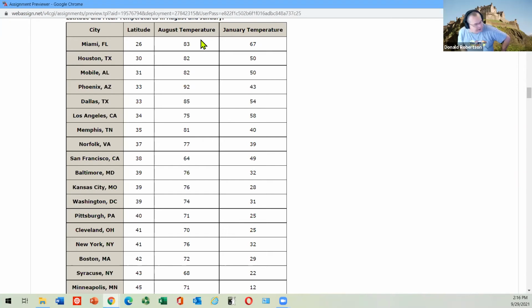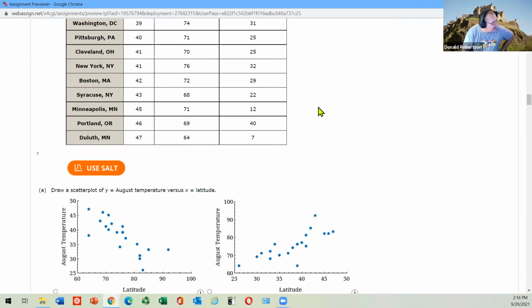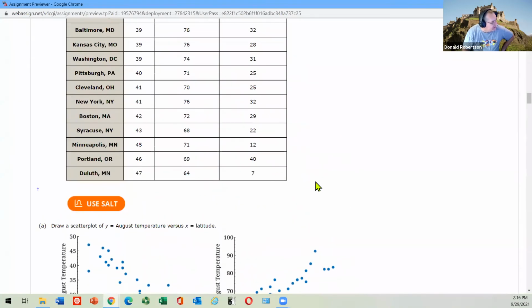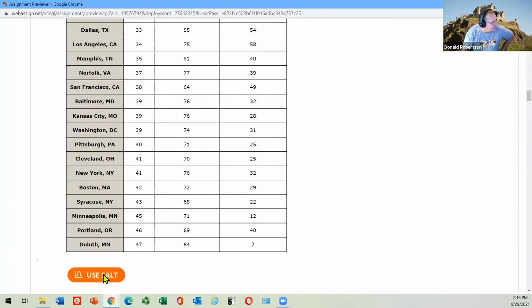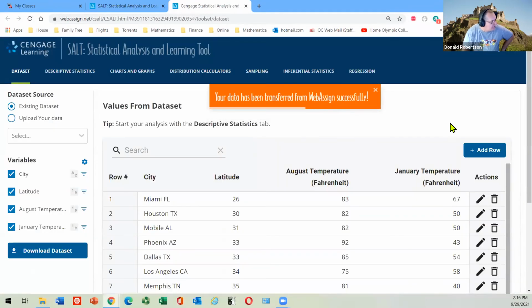My guess would be the further south, the higher the temperature. Would that make sense? Vegas is to the south, right? Some places to the north. That's not perfect because east-west kicks in. And I've got all this data, and I would like to know which of these scatter plots it is. So when I hit use salt, a whole load of data appears, right?